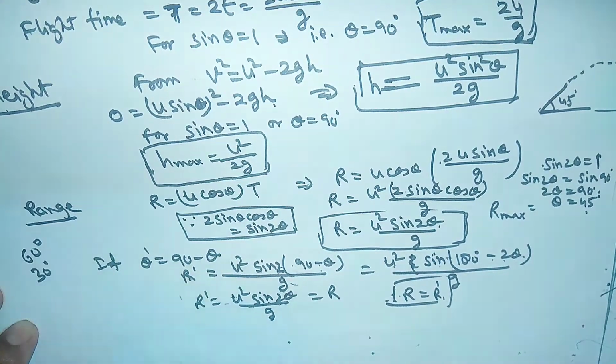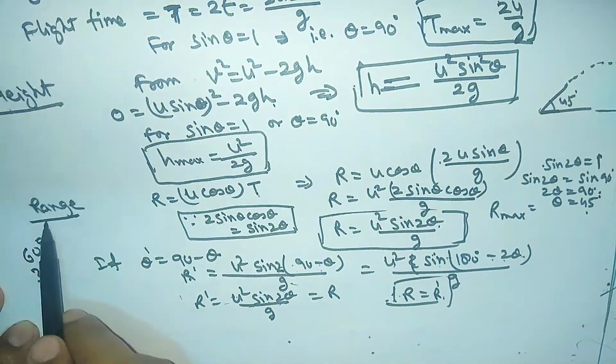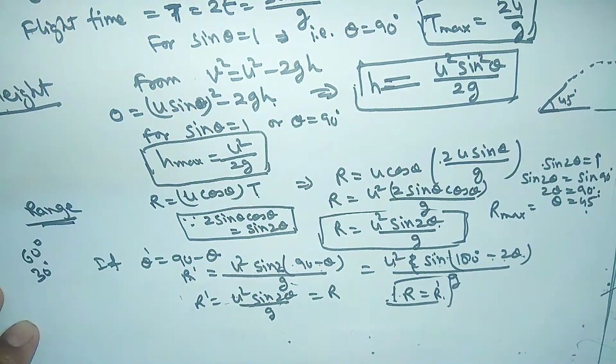It means if you throw a body at 60 degree or 30 degree, in both cases the range will be the same. What will change? Only the height and the time. Both will change, but the range will not change. It will remain the same in the case of these two different angles.